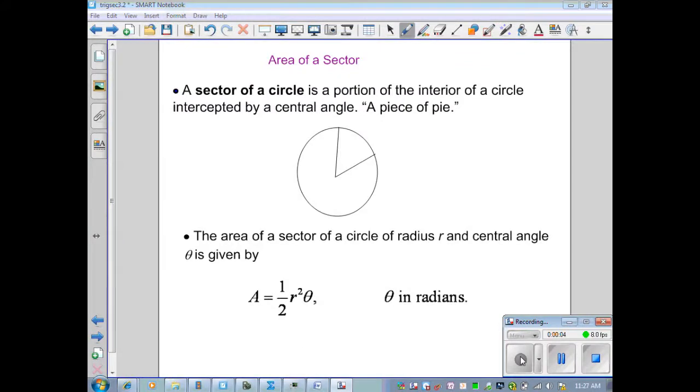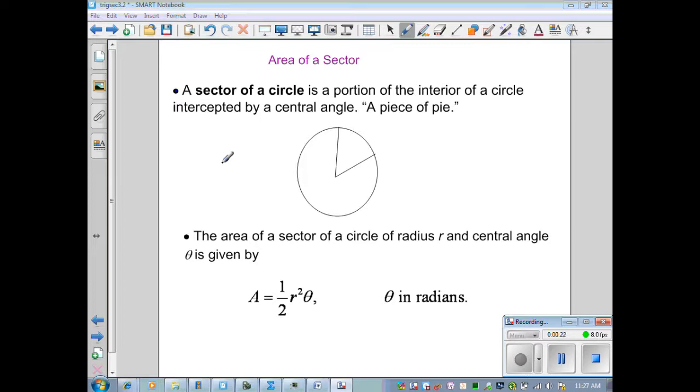The next application for trig functions is the area of a sector. A sector of a circle is a portion of the interior of the circle intercepted by the central angle, as displayed here in the diagram. In other words, this is like a piece of pizza or a piece of pie. And what we want to do is determine the area of this sector.